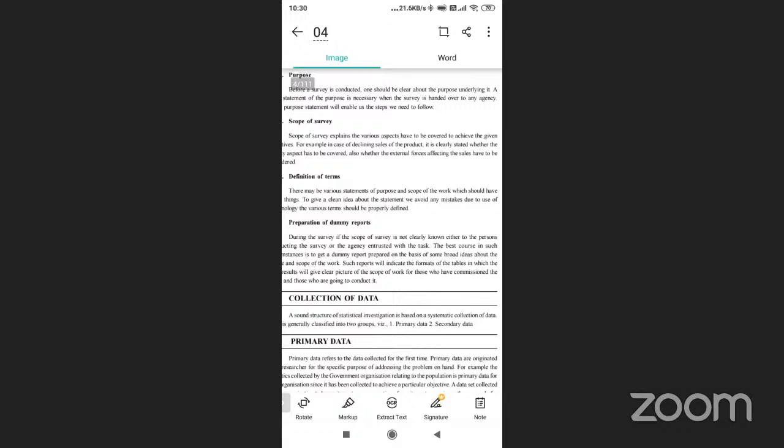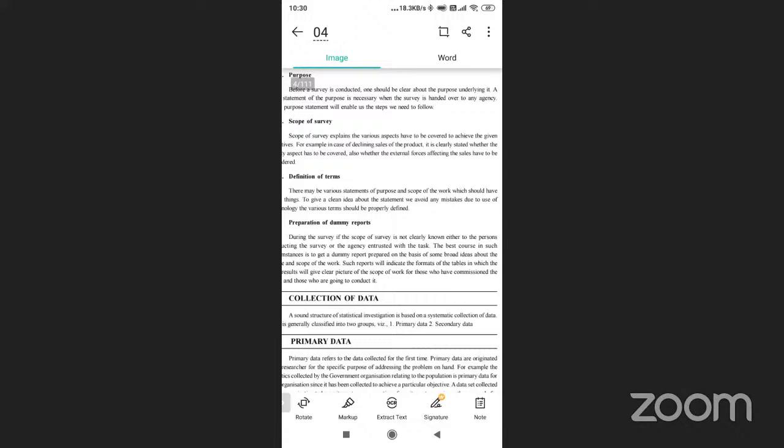Now, coming to our original syllabus, that is collection of data. Number 3 is the topic collection of data. In this we will discuss the concept and definition of data, types of collection of data, variables and types of data.